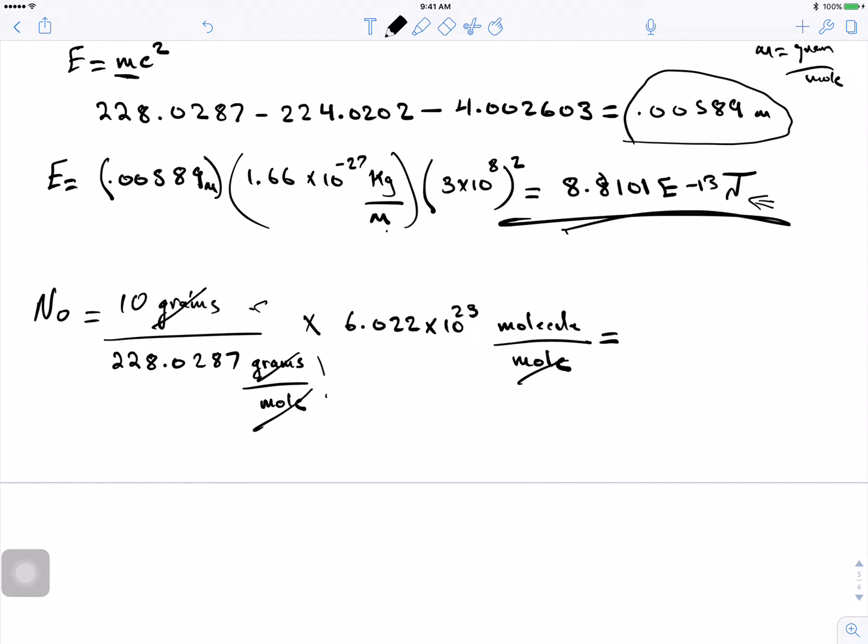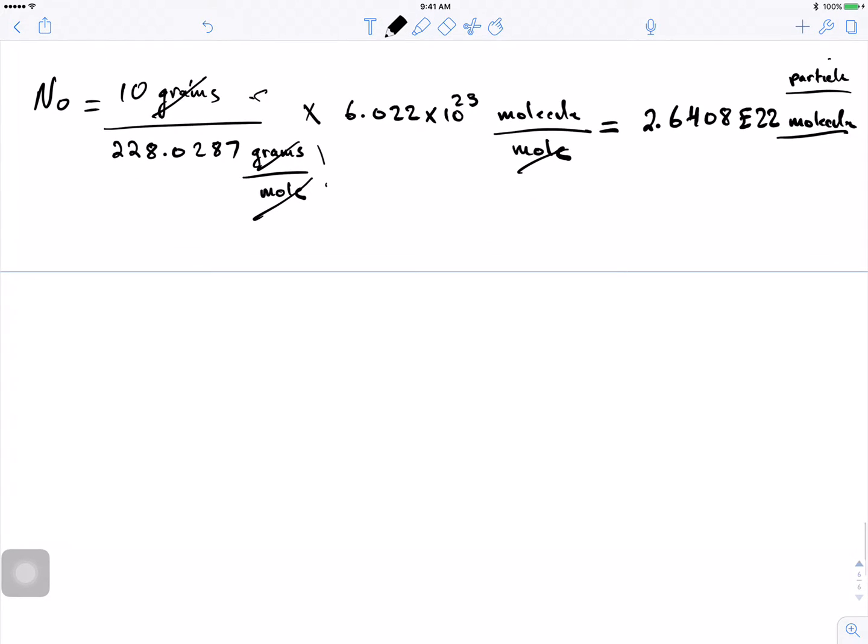Cool. So for this, I got 2.6408 e to the 22 molecules, or particles. Okay. All right. So we have the N naught, how many particles there were initially in the 10 grams. What we need to find now is the N, the N after 1 hour.